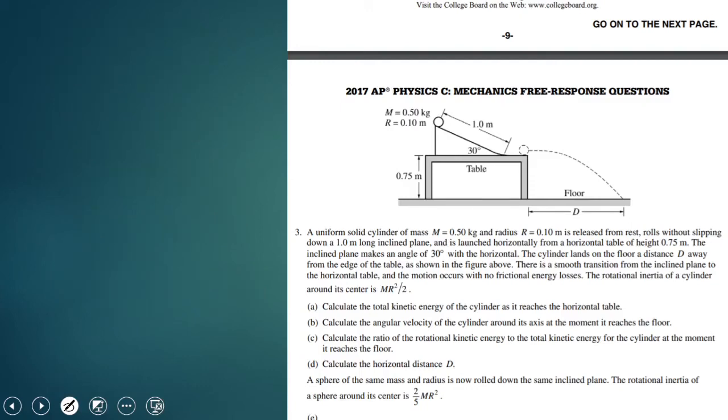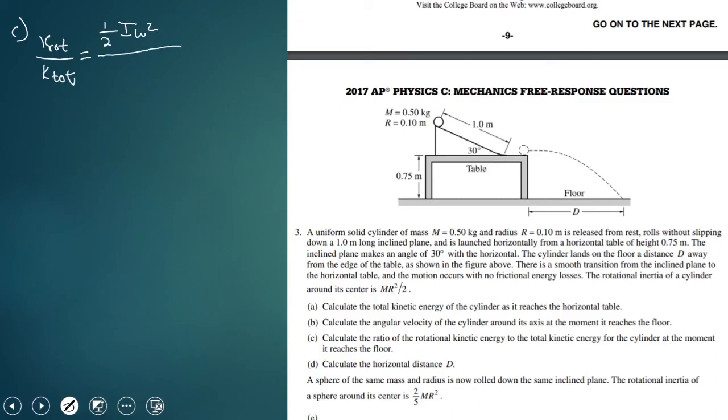Now we go to part C. This was an interesting question because it seems very simple. It says calculate the ratio of the rotational kinetic energy to the total kinetic energy for the cylinder at the moment it reaches the floor. So we're essentially trying to find K rotational over K total. Now what we know is that our K rotational is 1/2 I omega squared.